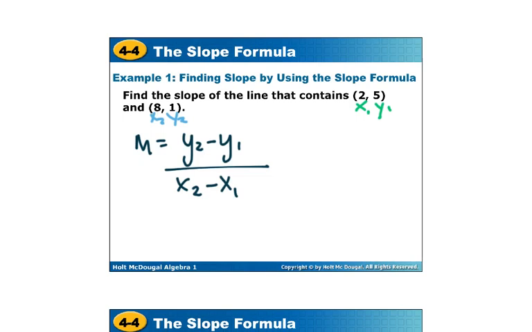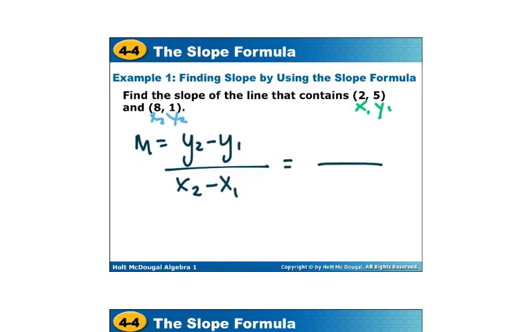Now, it doesn't actually matter which one you label as the first and the second, as long as you continue that way as you're going through the problem. So again, I could change each of these little 1's to a 2, and each of these 2's to a 1, and I would get the same slope. So, we're going to go ahead and fill these in.